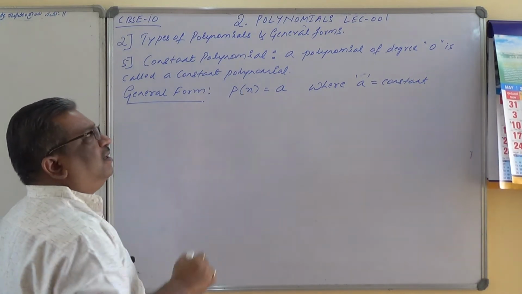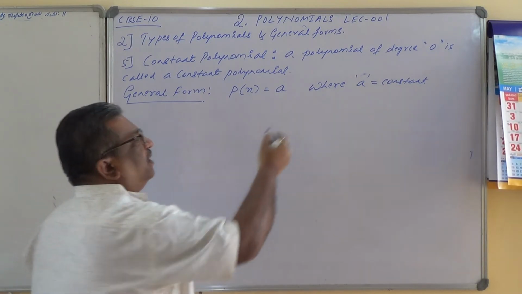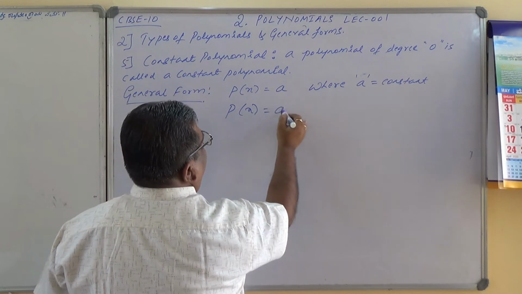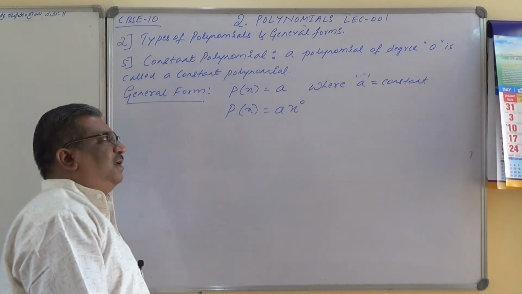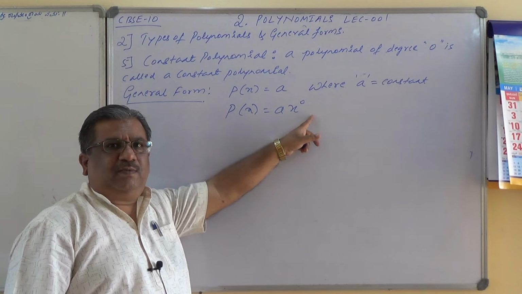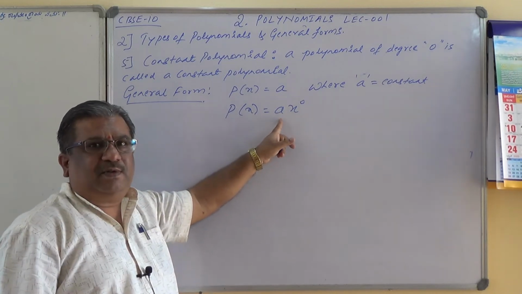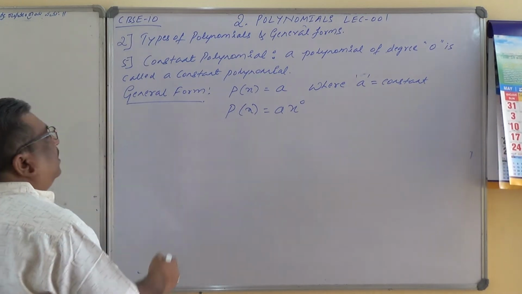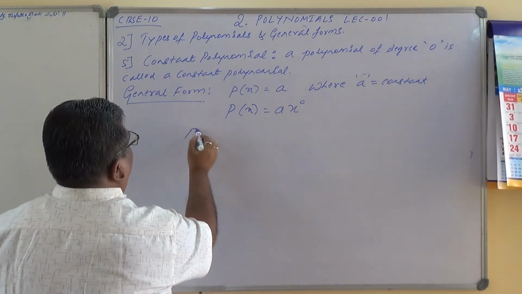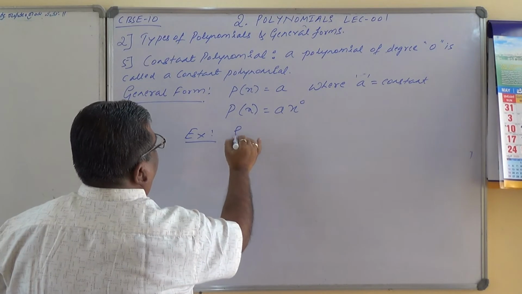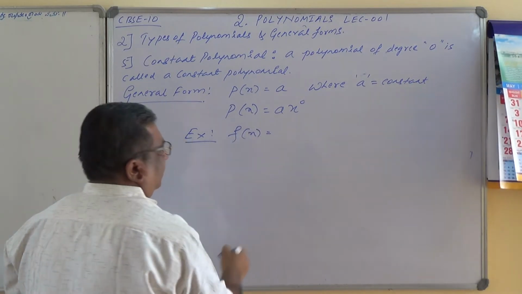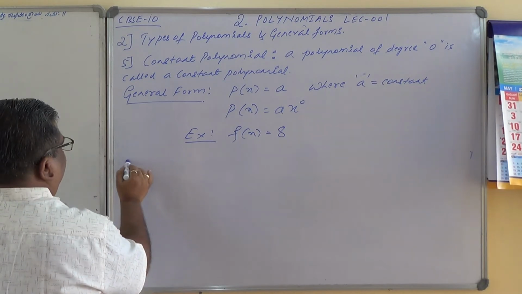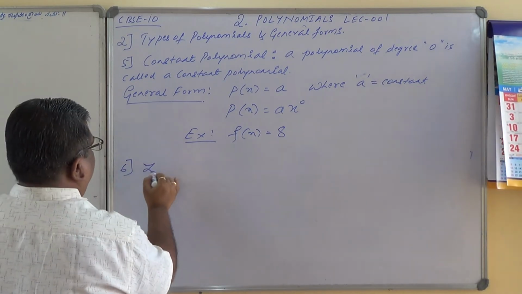Why is this called a constant polynomial? How is the degree 0 over here? You may be wondering why the degree is 0 here. I can write it like this: ax to the power 0. X to the power 0 is 1, which gives p of x equals a, and therefore the degree will be 0. Okay, note it down. Some examples you take: f of x equals 8.